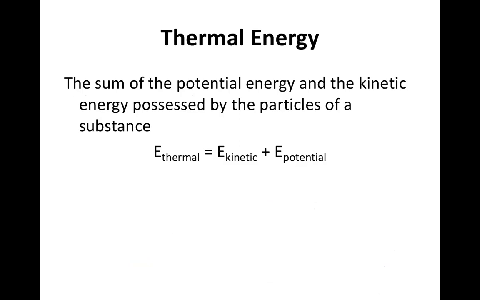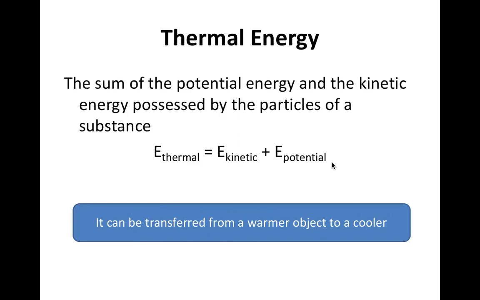Thermal energy is the sum of potential energy and kinetic energy possessed by the particles of a substance. So we say thermal energy is equal to kinetic energy plus potential energy. And thermal energy, just like the other forms of energy, is measured in joules. It's a scalar. And a hot object has more thermal energy than a cold object because the particles are moving faster. So if we're comparing a hot object and a cold object, that's a difference in kinetic energy because the particles are moving faster.